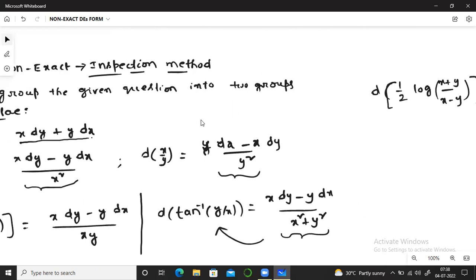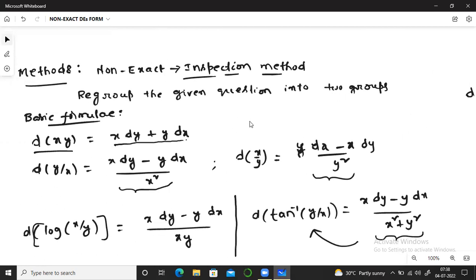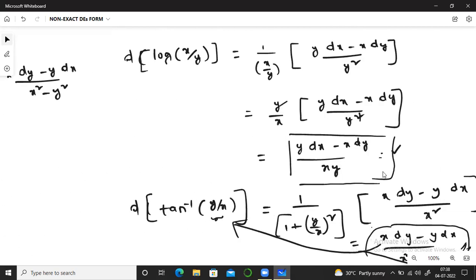You can remember or you can derive them. But for the inspection method: if the given equation is non-exact, it means dou M over dou y is not equal to dou N over dou x, then you have two ways. One is the inspection method. The other case we will see later on. So now we will solve one problem.